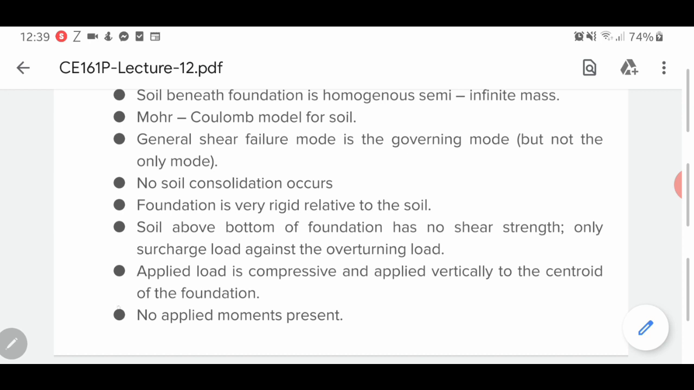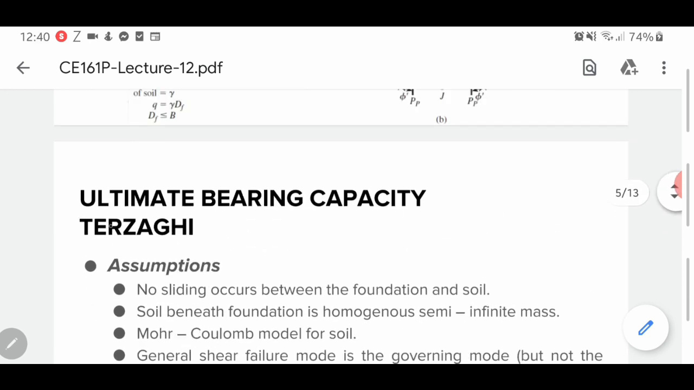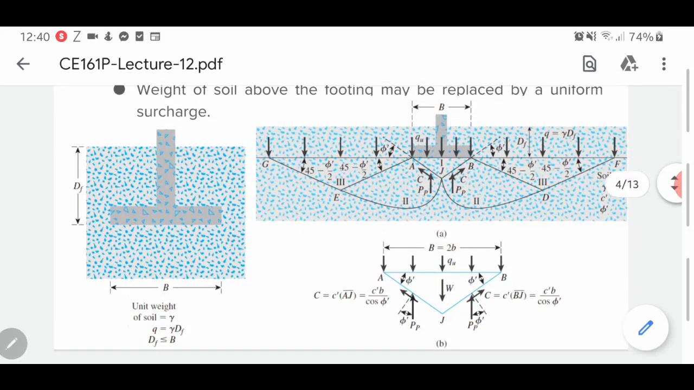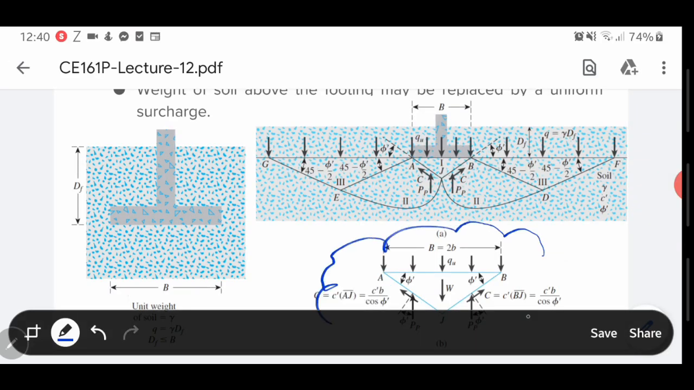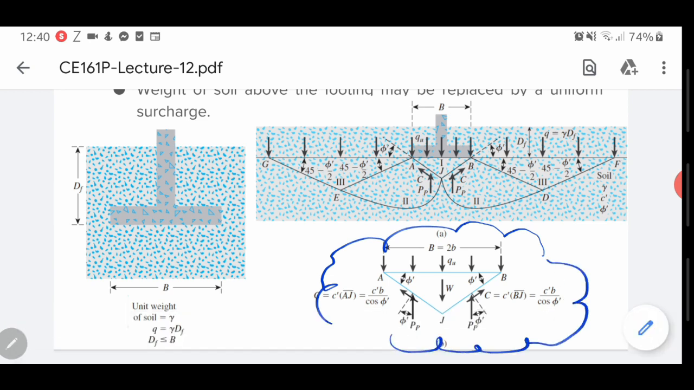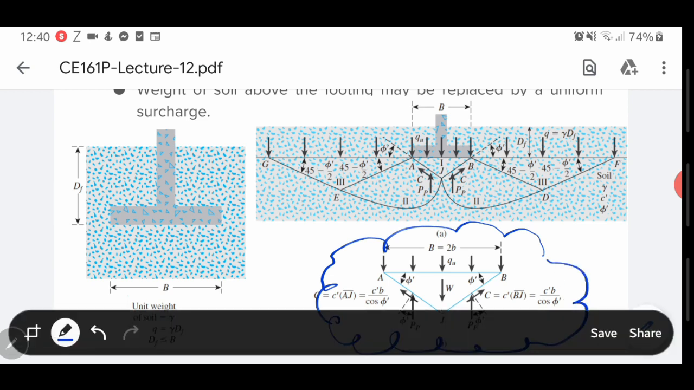So how did Terzaghi derive the formula? We should refer to this triangle. Terzaghi used the summation of forces in order to derive the ultimate bearing capacity. As you can see, this q_u is the ultimate bearing capacity.